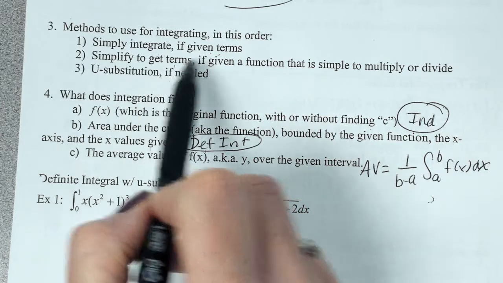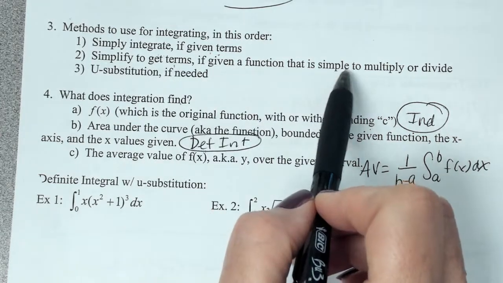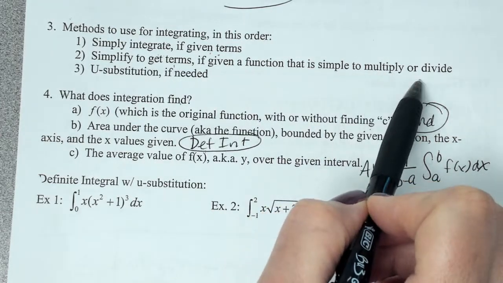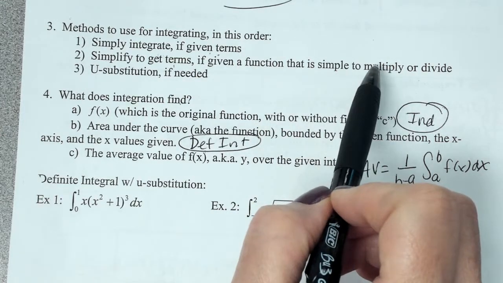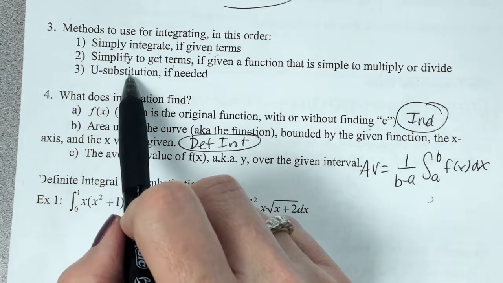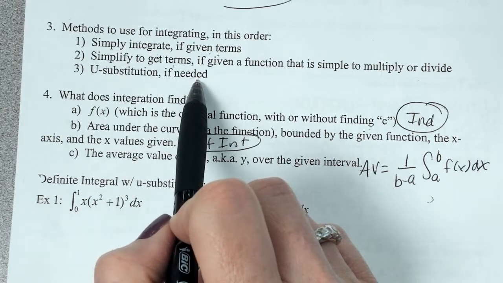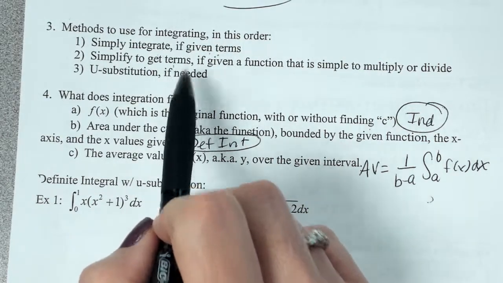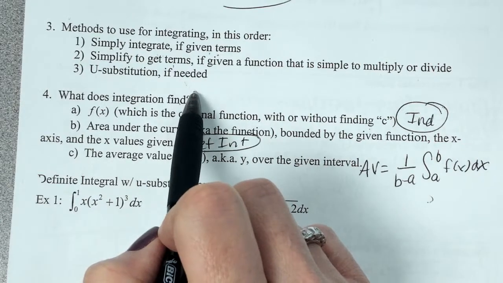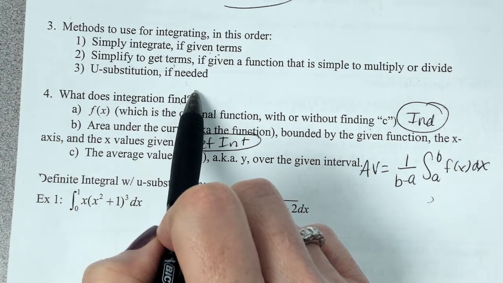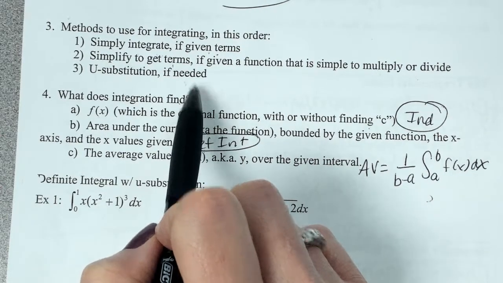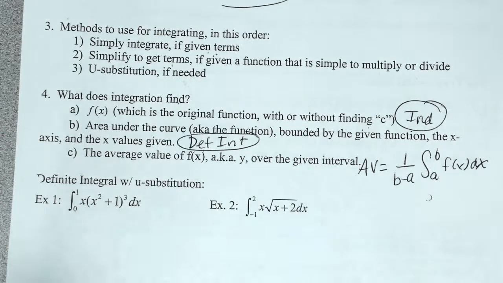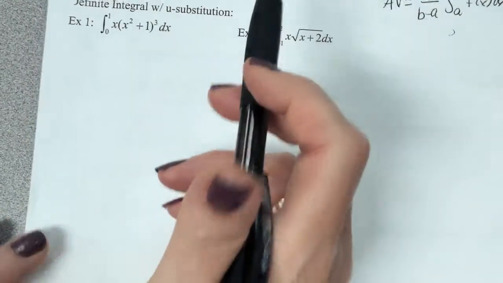Simplify to get terms. If the function can be multiplied or divided out easily, don't do a U-substitution, okay? Only do a U-substitution when it's necessary. This is the biggest problem people will have on our next quiz, is they'll want to use a U-substitution on every single problem when it's not necessary and it's not helpful. So don't try to be fancy and use U-subs when you don't need it.